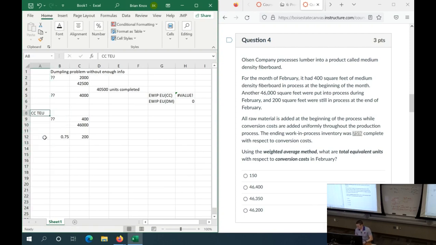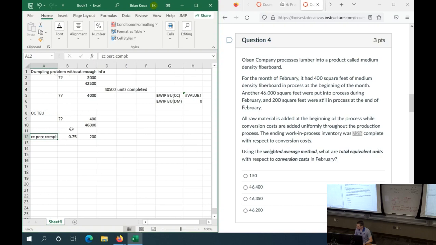give myself an extra row here. I can write in CC percent complete. Okay, great. Now I can take the same idea. It's beginning WIP plus units started minus ending WIP and figure out what the units completed has to be. Because TU equals units completed plus ending WIP equivalent units, which is ending WIP units times percent complete.